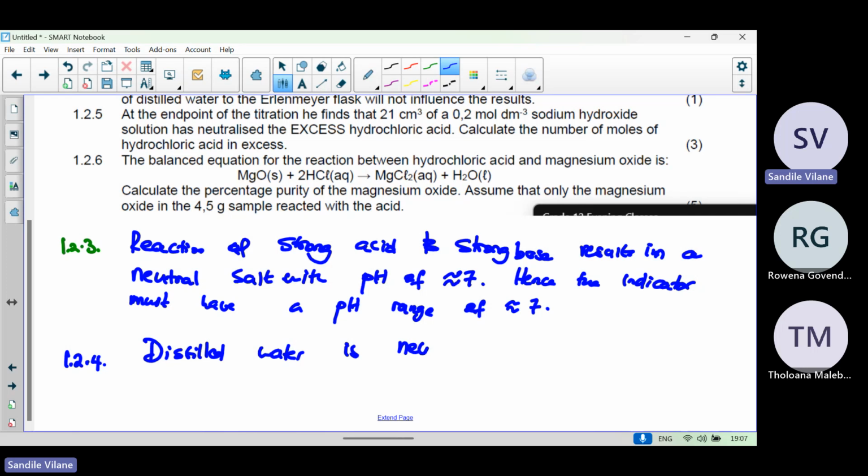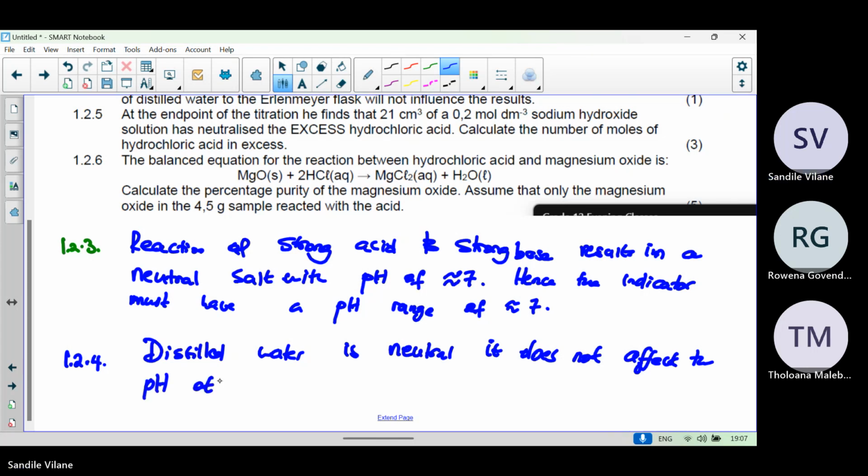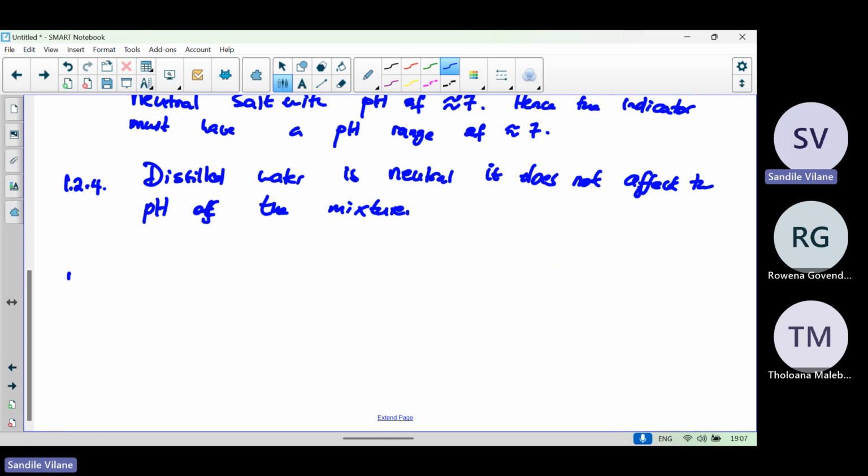Distilled water is neutral. I want to show you a titration. We are going to do titration just now, when we finish with this. Distilled water is neutral, and therefore it does not affect the pH of the mixture. And that is why we use it.